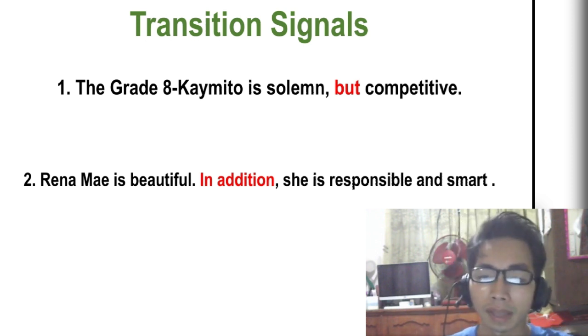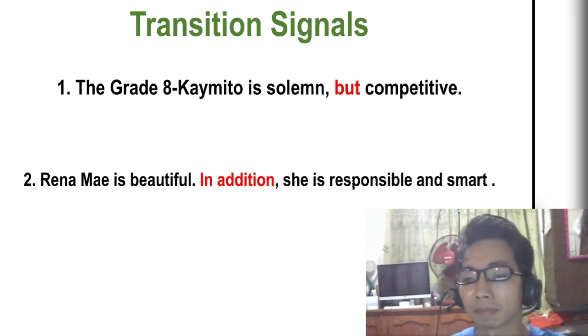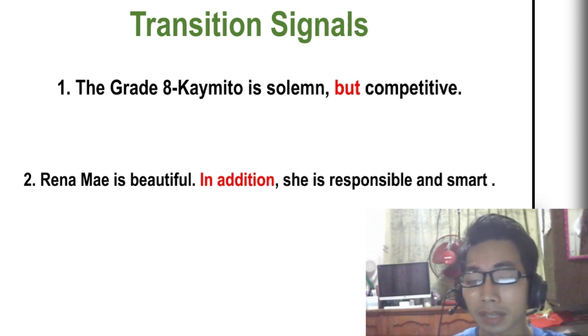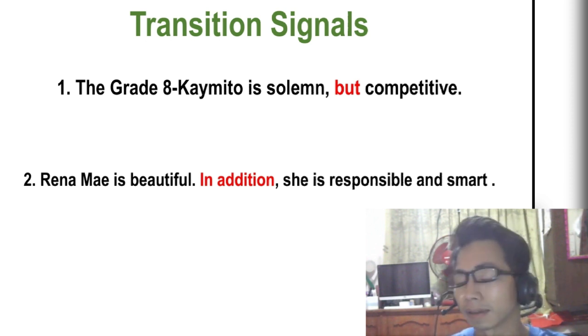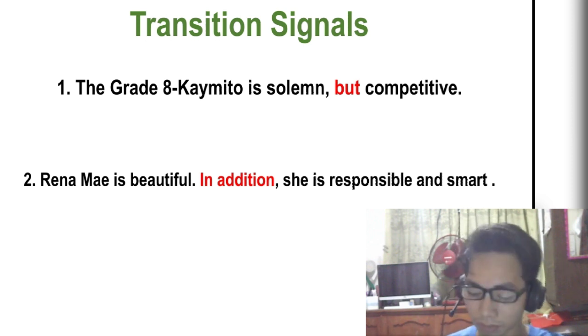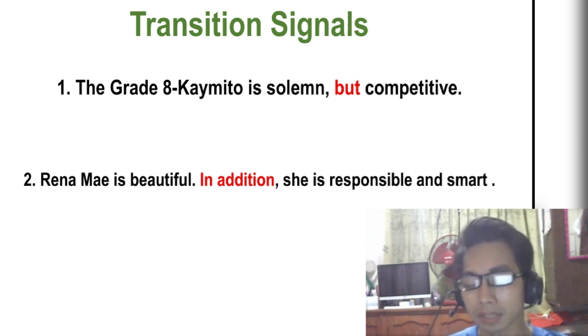So you have here: Grade 8 Kaimito is solemn but competitive. As you have noticed, Grade 8 Kaimito is solemn. Solemn means they are silent. This section is not so talkative because they are silent. But there is a red word there, a conjunction, or what we call a connector: but, competitive. So the first statement is they are silent or solemn, but the second statement is they're competitive.